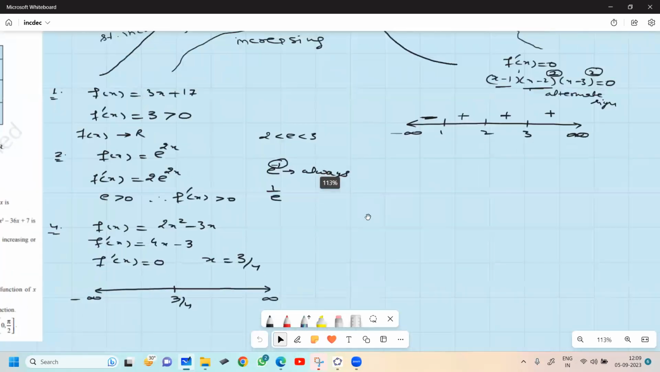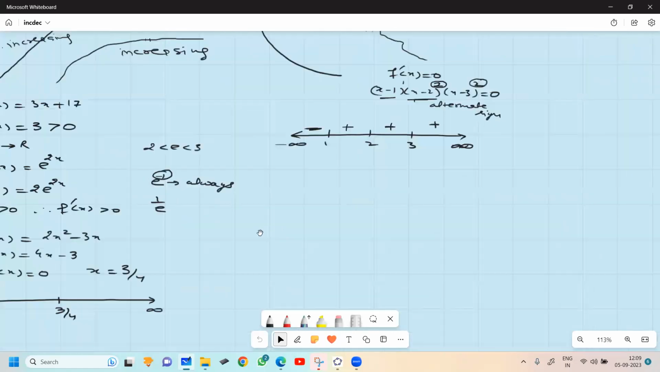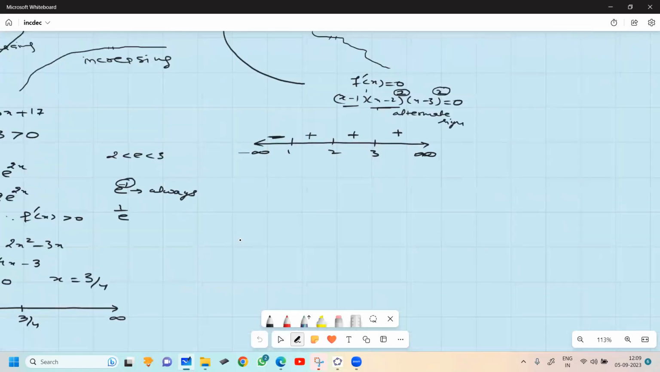So are the signs clear to you? For trigonometric functions, we do it otherwise. For trigonometric functions, the intervals most of the times are given to you, and we start from the left side. Suppose the interval is 0 to pi by 4, pi by 2, and pi, then it's always positive, negative, and so on. This rule is the same over here also. And when the question comes, I'll explain it.